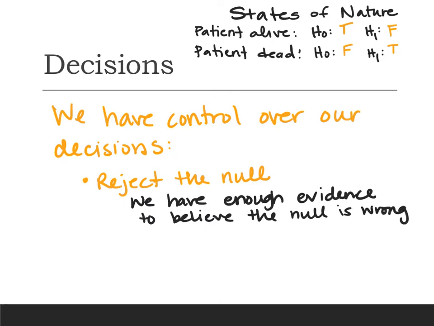So if we're rejecting the null hypothesis, it's because we have enough evidence to believe that the null hypothesis is wrong. We have to have the evidence in order to do that. The other decision we could make is to fail to reject the null. And of course, we don't have the evidence.